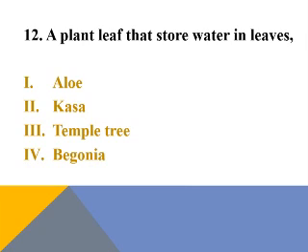Cassia and temple tree can't store water in their leaves, but they show some adaptation to minimize loss of water through transpiration. Although begonia can't store water in its leaves, it has the ability to do asexual reproduction by its leaves.